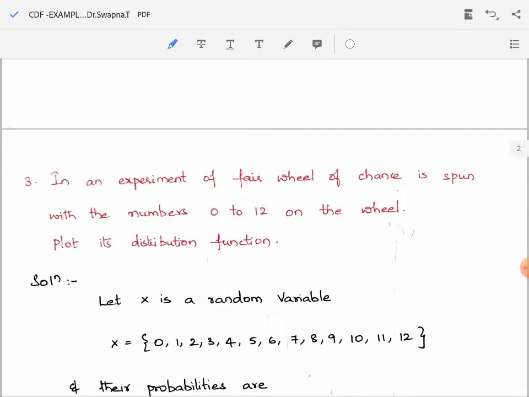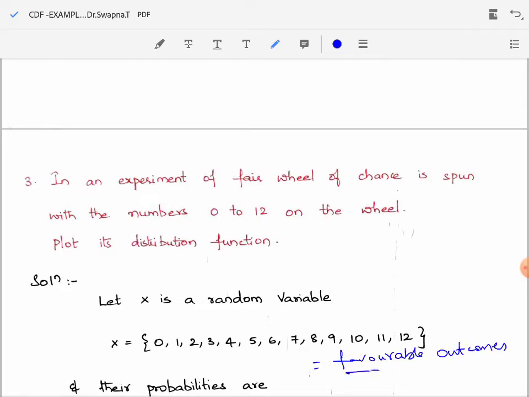And their probabilities. How do you calculate the probabilities? Favorable outcomes by total number of outcomes of any event A. So here the probability of 0: 1 by how many? 0 to 12 is 13 outcomes. So 1 by 13.